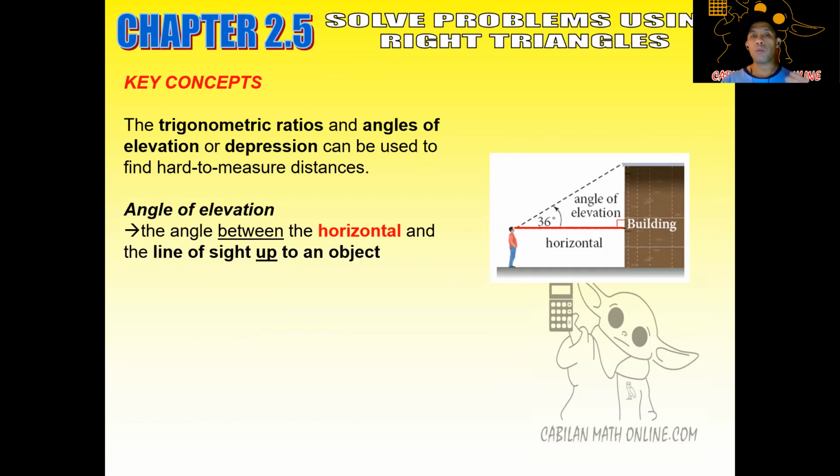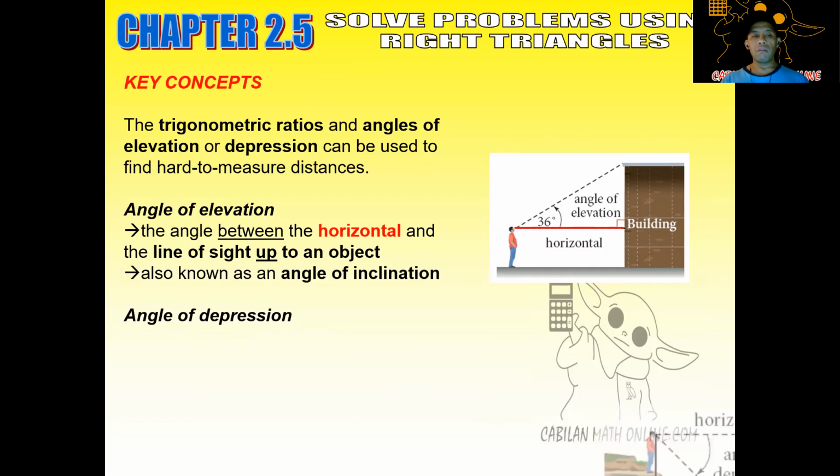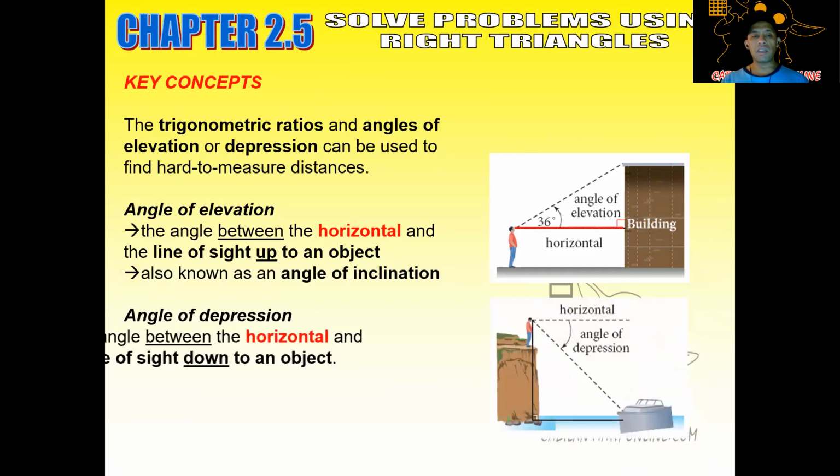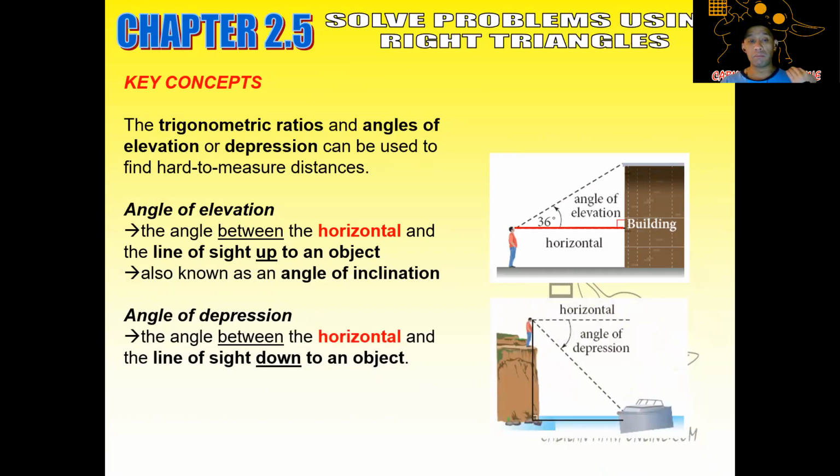The next angle we're going to see is the angle of depression, which is also with respect to the horizontal. Notice I've indicated with a red line what the horizontal is. The horizontal is a line from the person's line of sight, from their eye level. The angle of depression is, again, a way to think about it, looking down.